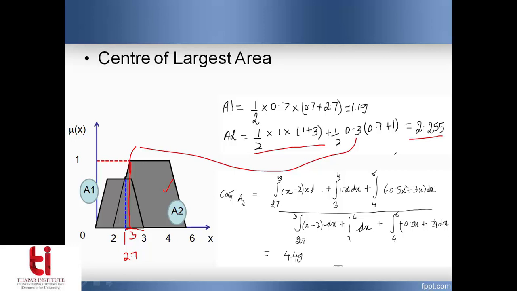So it means I have to find the centroid of this A2, that is this whole larger area. Okay. So the next step is I try to find the centroid of the largest area. I already have all the inputs required because I have already applied the centroid method. So I know it is going to be broken into the intervals 2.7 to 3, then 3 to 4, then 4 to 6. And I have already computed the slopes. So I directly apply it and the value which I get is 4.49.